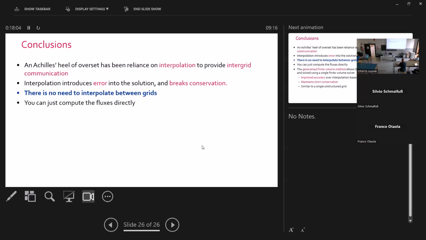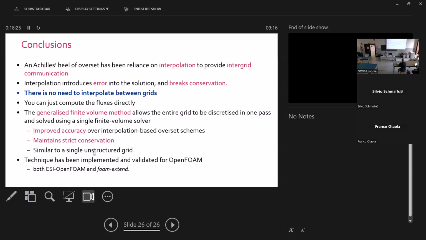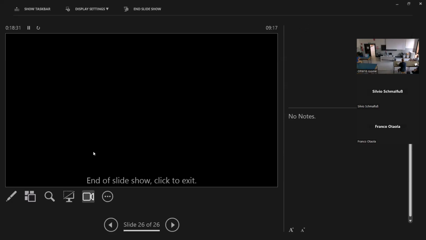We can just compute the fluxes directly using the finite volume particle method. Because it's equivalent to the finite volume method, we can use any finite volume solver to do this. It demonstrates improved accuracy over interpolation-based overset schemes, maintains strict conservation, and behaves similarly to a single unstructured contiguous grid. This technique has been implemented and validated for both ESI OpenFOAM and Foam Extend. So that's everything. Are there any questions?